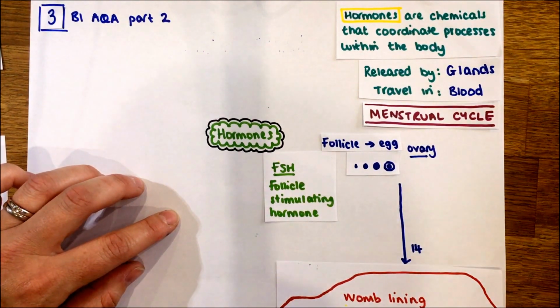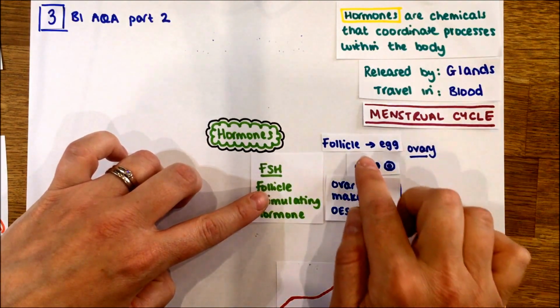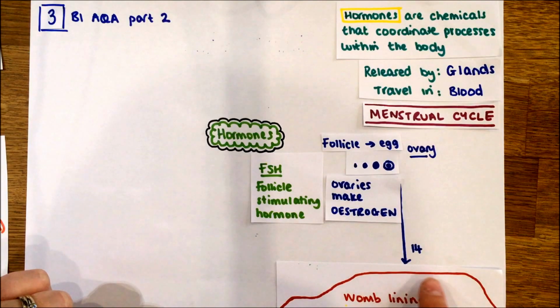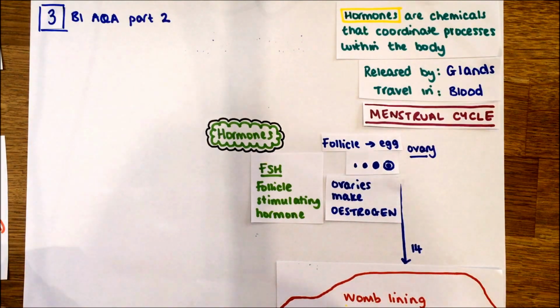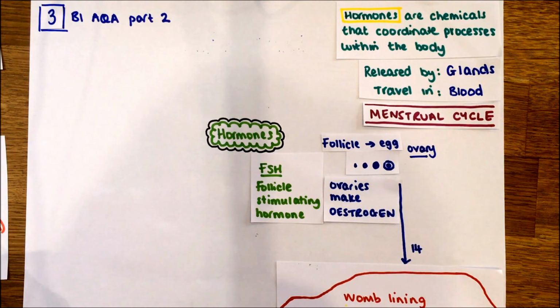FSH also does another job though. It stimulates the ovaries to make estrogen. And that estrogen does a couple of things. It makes the womb lining get nice and thick, ready for that egg to drop down and be fertilised by sperm and grow into a baby.